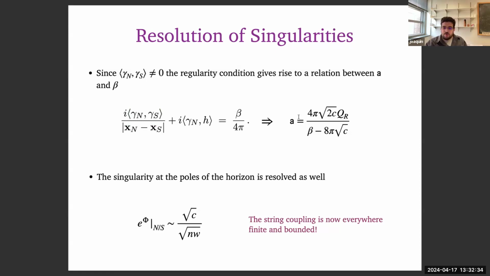So I can choose any temperature I want, and for each temperature, I will have a unique solution with a rotational parameter given by this expression. And also the singularity at the poles is resolved. The dilaton is not going to zero, it goes to a small value. Small because it decreases if I take large charges, but it's not zero.